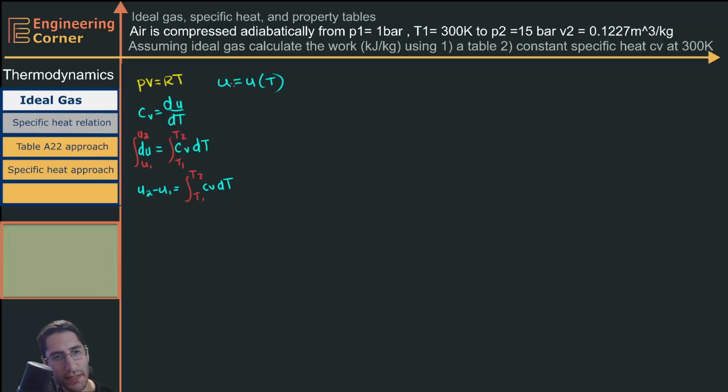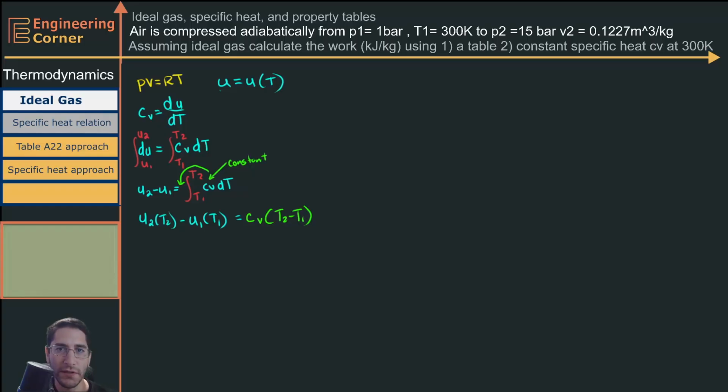But now let's substitute, because we're working with ideal gas, U is equal to U of T. So we'll get U of T2, this is the state 2, minus U of T1 is equal to, now let's make an assumption that our specific heat is constant. If it's constant, that means it can come outside of that integral, and that integral becomes T2 minus T1. So we'll have CV times T2 minus T1. Now, why is this important?